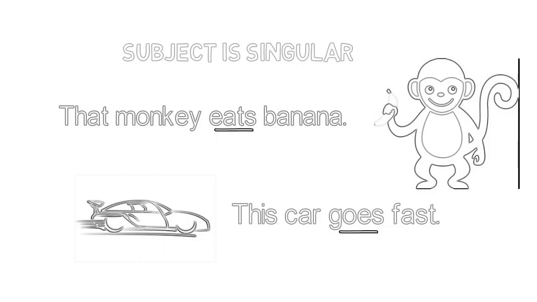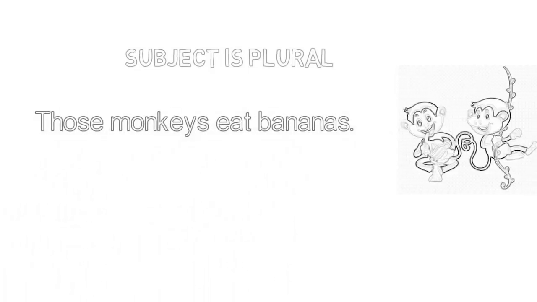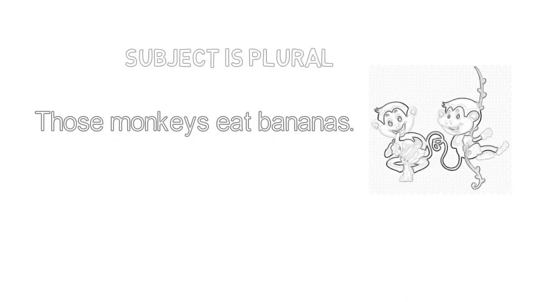Now let's look into the same examples where subject is plural. Those monkeys eat bananas. Here subject is monkeys, which is plural in form. So verb will also be plural in form. So in this case we used eat.